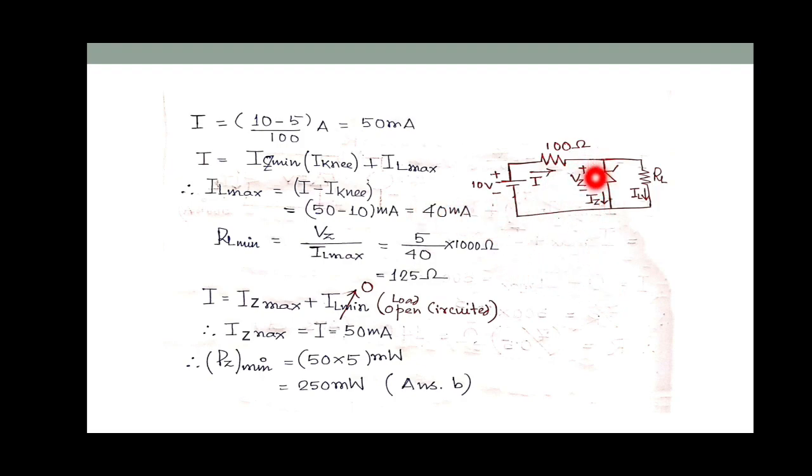And this VZ value is constant, and VZ equals IL into RL. IL into RL is constant, that is VZ. So when the IL value is maximum, the RL value will be minimum. Since the product of IL and RL is VZ, that is a constant value, when the value of IL is maximum, RL value is minimum. So RL min equals VZ by IL max equals 125 ohm.